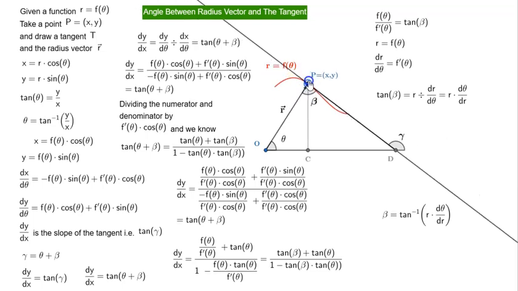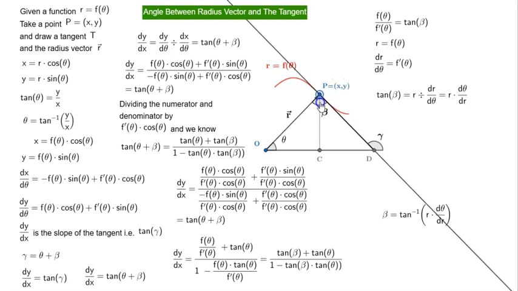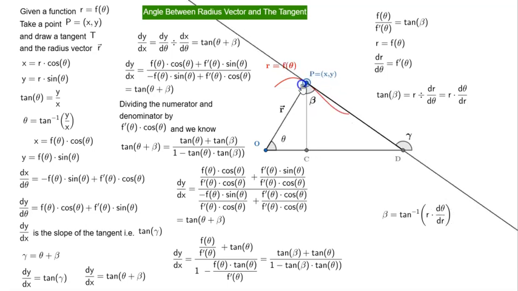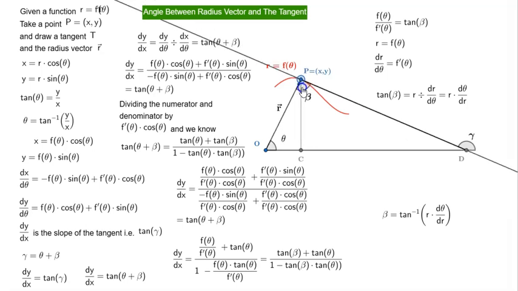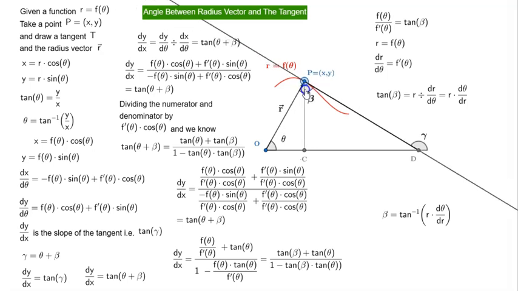Remember, this is an arbitrary point. So as you keep moving this point on the curve, this expression will always give you this angle beta.